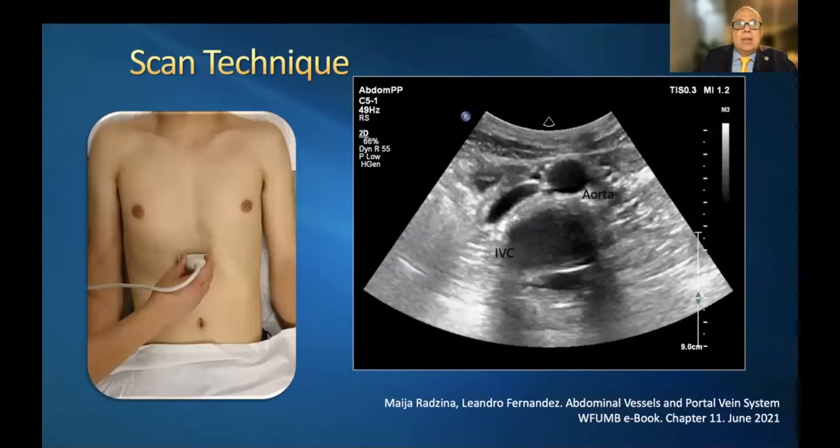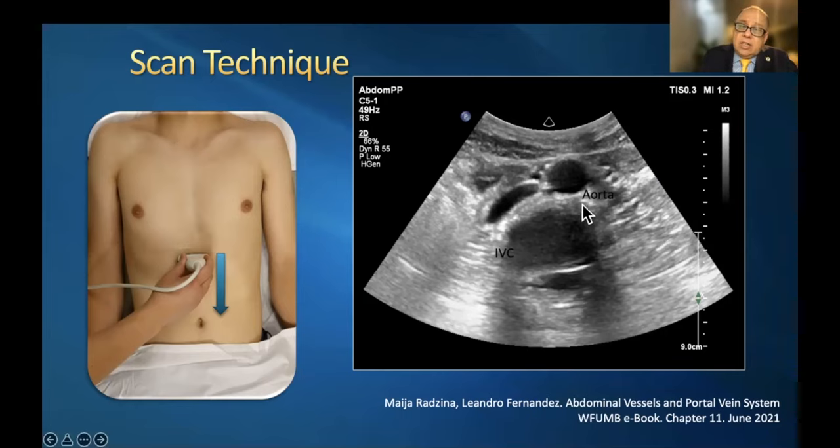So let's make some comments regarding the scan technique. As I mentioned before, start in transversal, in the epigastrium area, and then move the transducer slowly to the umbilical scar. When we do that, we obtain this kind of image. Here we can see a very well-defined circle. This is the aorta, and in real time you see the pulsatility of the aorta. Beside the aorta, you will find the inferior vena cava. Depending on the level of your transducer, the distance between the aorta and the vena cava can be different, closer or more distant from each other.